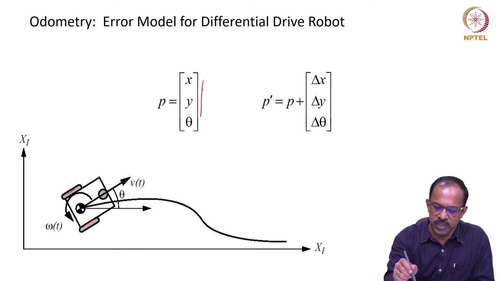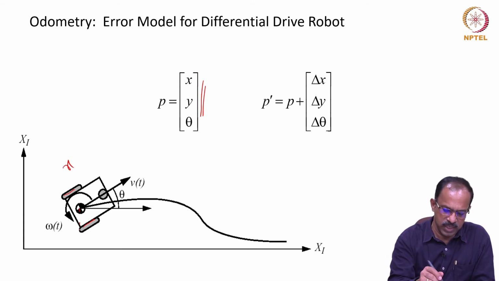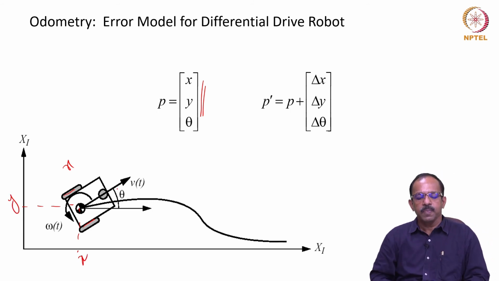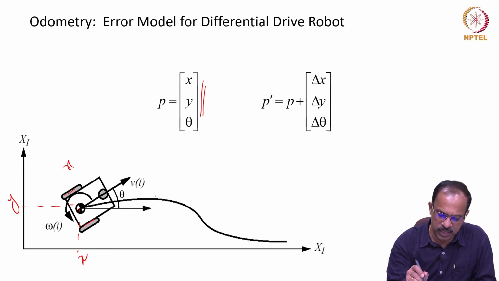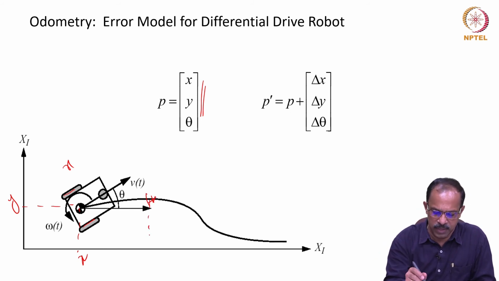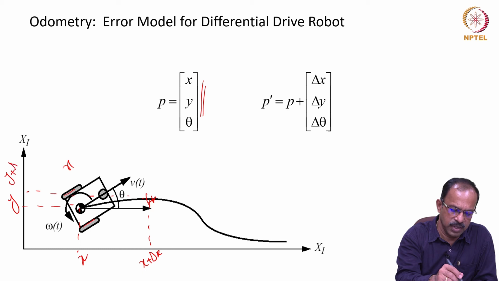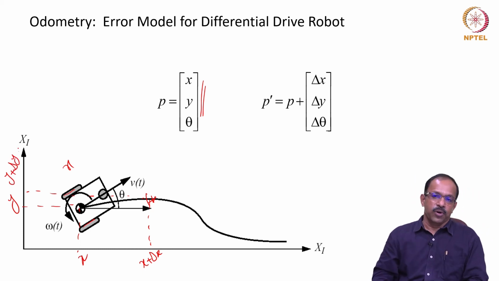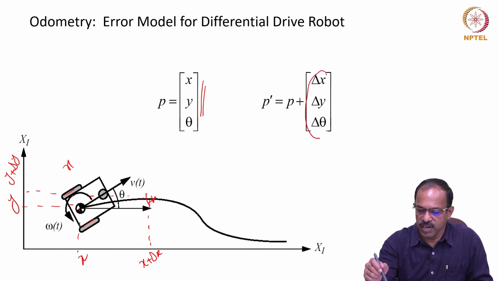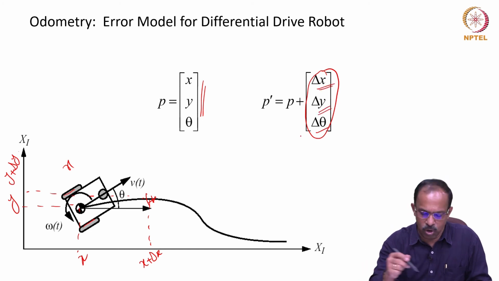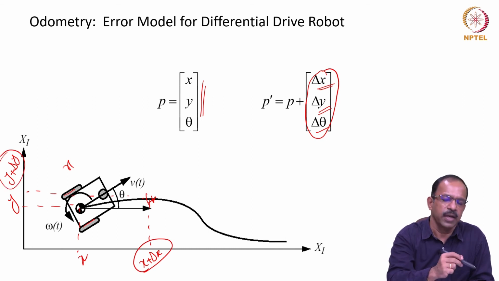Assume that the robot is initially at x, y, theta. So, this is the x position, this is the y position, and this is the orientation theta. Now, as the robot moves, suppose the robot is here at the next position. We say that this is x plus delta x, and this is y plus delta y. We need to know how we actually get this delta x, delta y, delta theta, and then how much will be the error in delta x, delta y, delta theta, or the total estimated position.